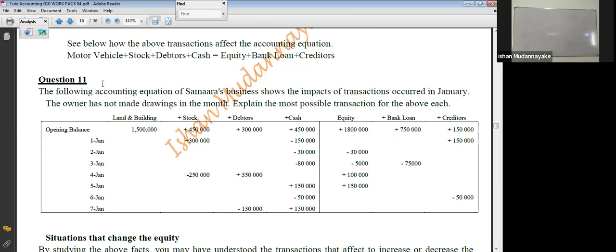The following accounting equation is the accounting equation of Samira's business and shows the impact of transactions that occurred in January. The owner has not made any drawings in the month. Explain the most suitable transaction for the following accounting equation. There is no drawings. Therefore, if equity decreases by some amount, you can't write it as drawings.